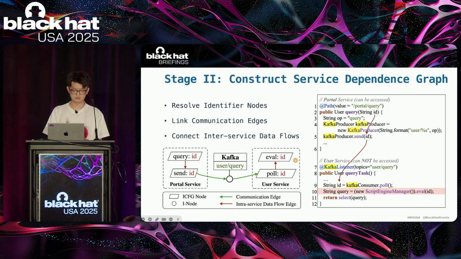Now, the last thing we needed to do in this stage is to match up identifier nodes, like a topic name or URI, to link sending and receiving services together. We use this connection to bring all the cross-service flows into one unified service dependency graph. With everything joined up, we can finally track taint data as it moves through every service, not just inside one component. This overall view allows MScan to discover vulnerabilities that single-service tools would miss. With our service dependency graph ready, we are set to start the final step.